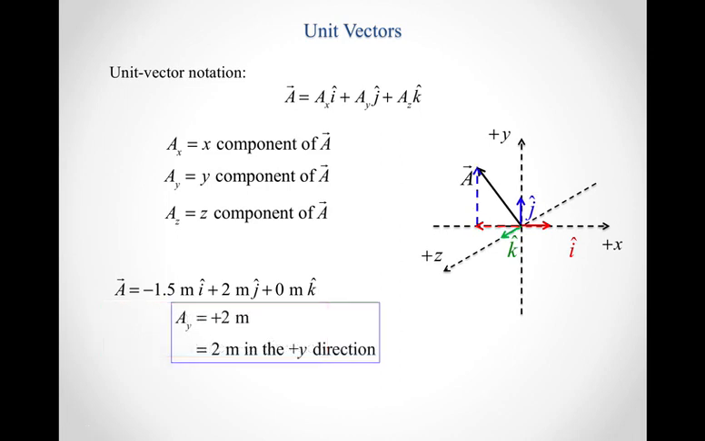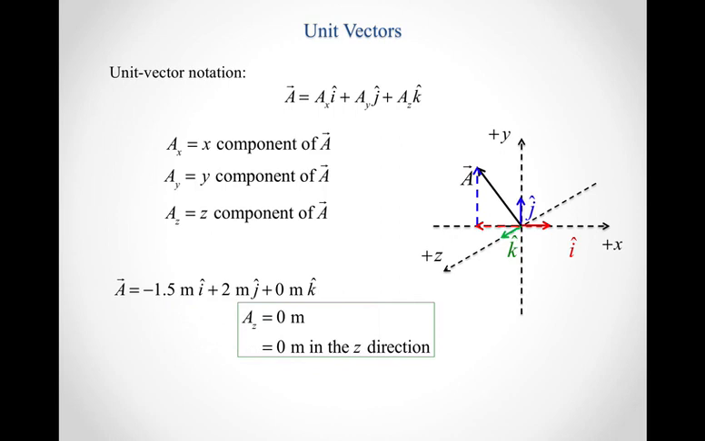The y component is positive 2 meters. So again, I can interpret that to mean that vector A points 2 meters in the positive y direction. The z component was 0, which means that vector A doesn't point in the z direction. So here vector A doesn't point into or out of the xy plane.